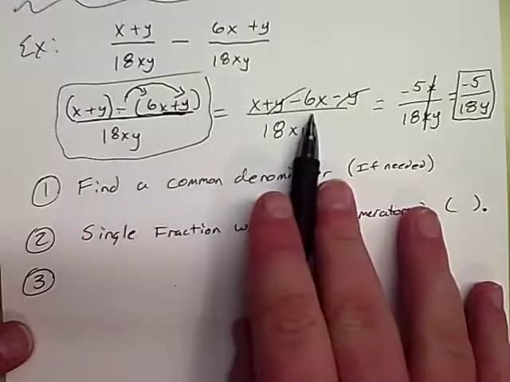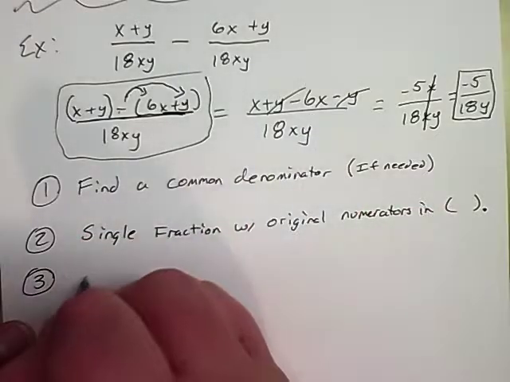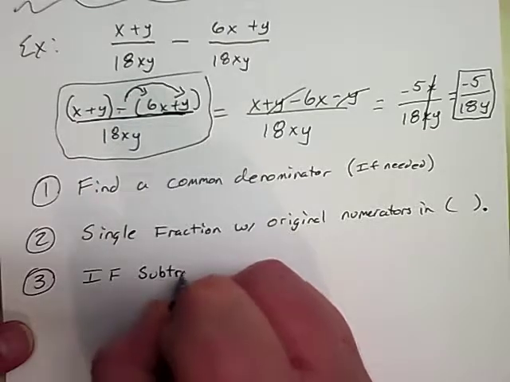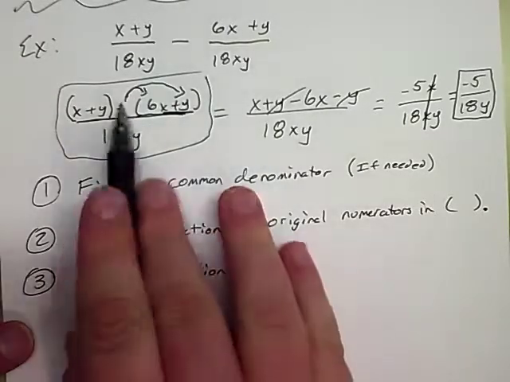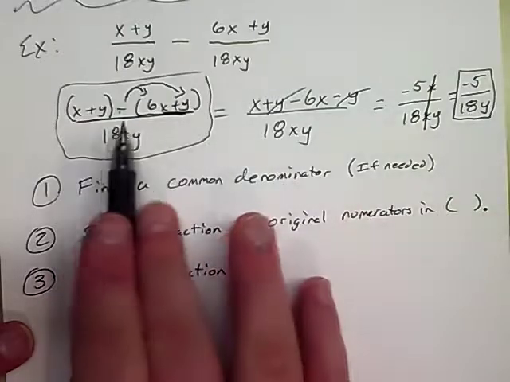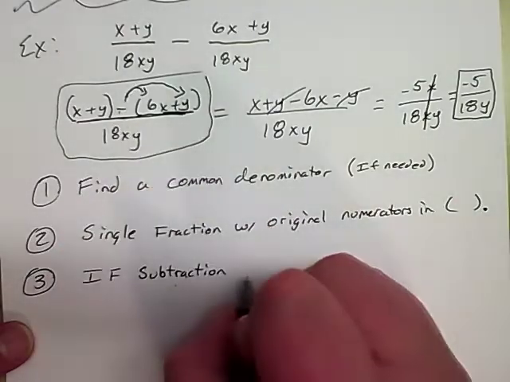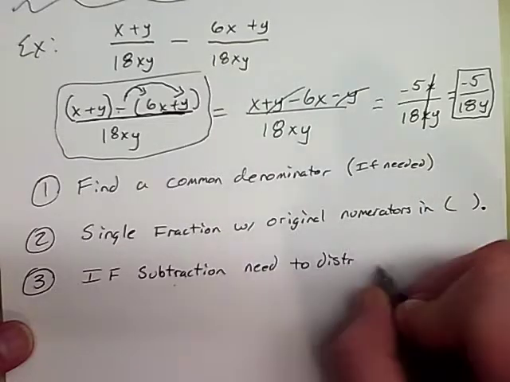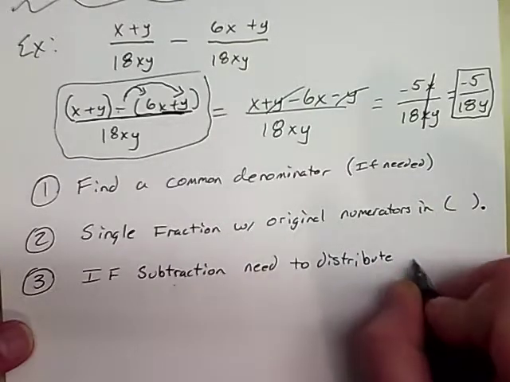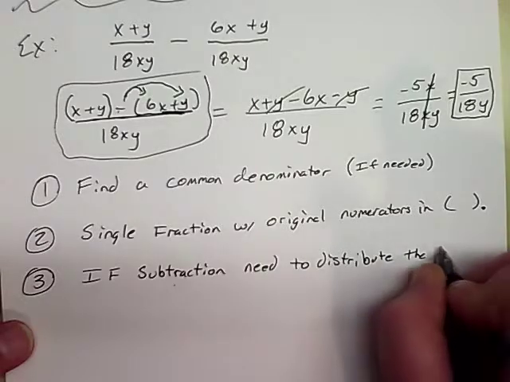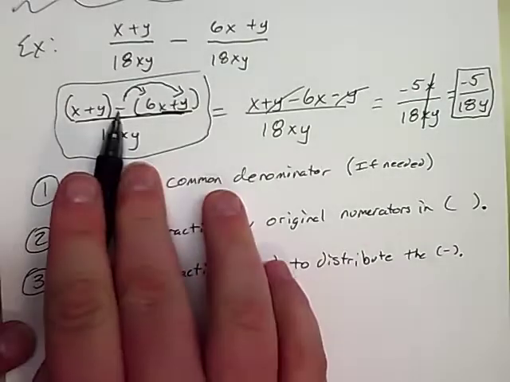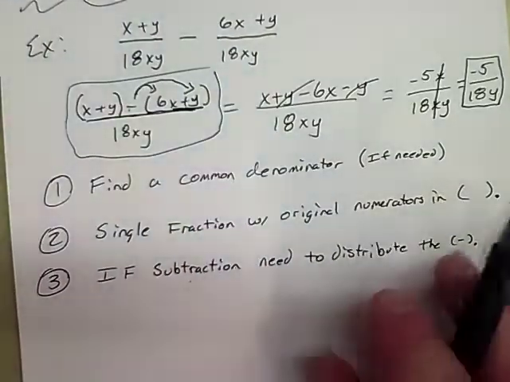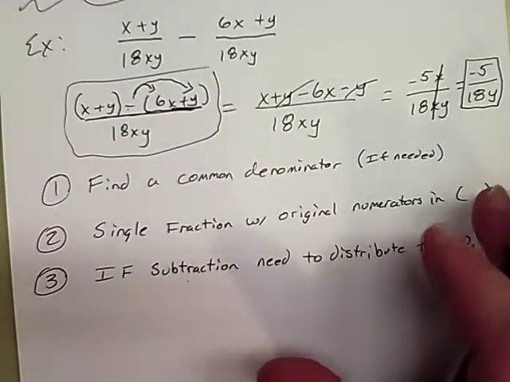So when I go from here to here, what did I do? I'm going to say it like this. If it's subtraction, if this is addition, I don't need to worry about it. But since it's subtraction, then I need to distribute the negative. Right? I need to distribute this negative. And this is the same as it was whenever we were dealing with polynomials, regular polynomials.